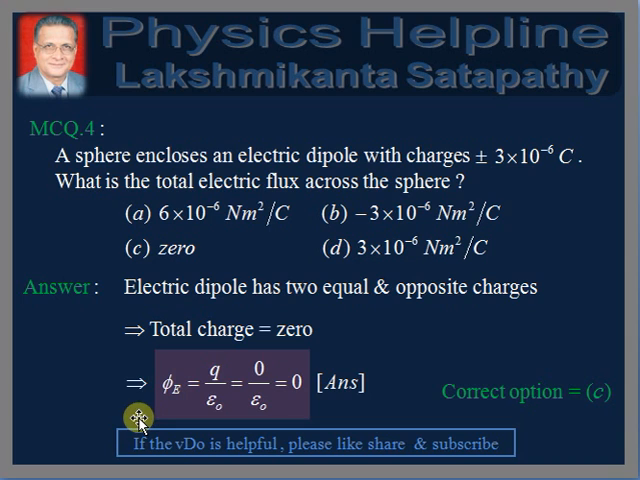Therefore, the total electric flux across the sphere is given by phi E is equal to total charge divided by epsilon 0, Q by epsilon 0. Now, total charge Q is equal to 0 for a dipole, divided by epsilon 0. Therefore, phi E is equal to 0, which is the answer to question 4. Therefore, the correct option is C.